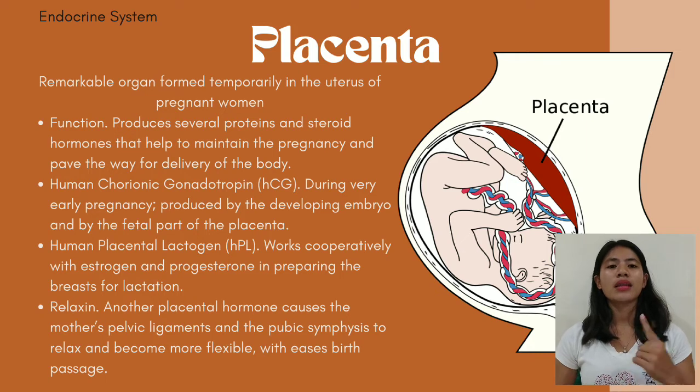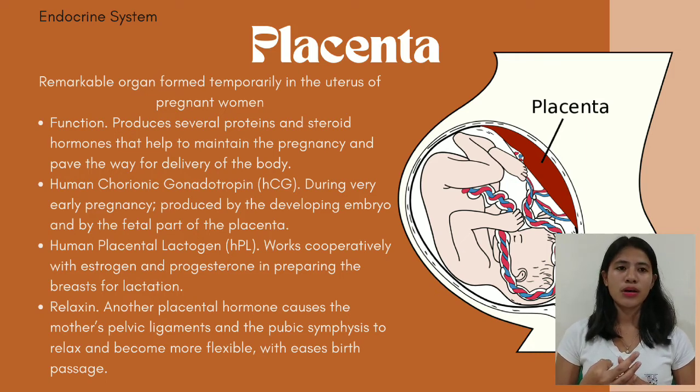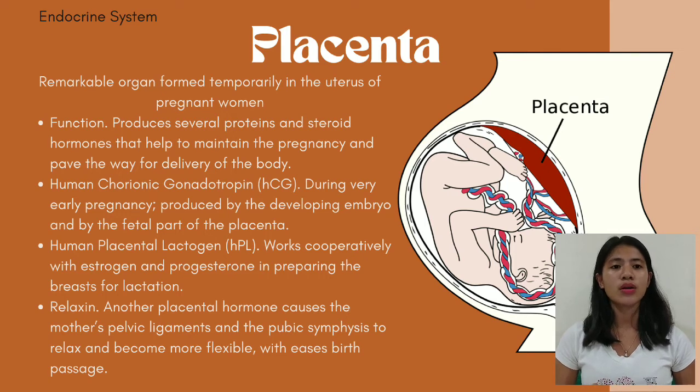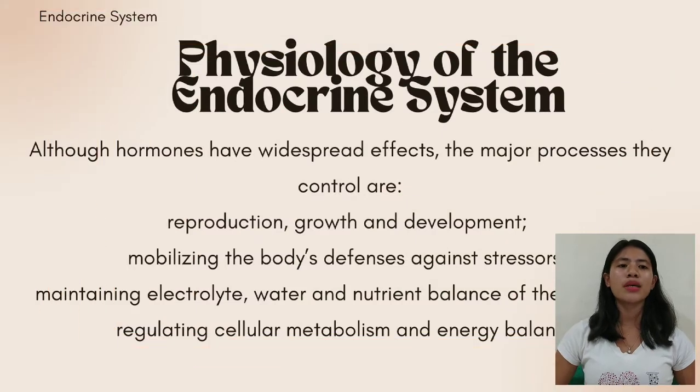So there are three hormones of the placenta, which are the human chorionic gonadotropin or the HCG, the human placental lactogen or the HPL, and the relaxin. So ito yung mga tatlong hormones na pinoproduce ng placenta para matulungan yung mga mother na ilabas yung baby nila na maayos at para matulungan yung baby na nasa loob na para mabuhay.